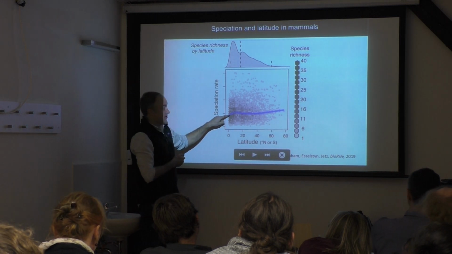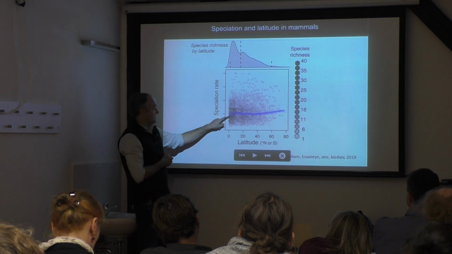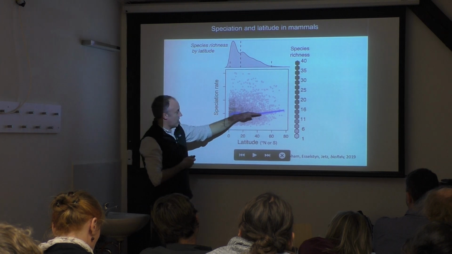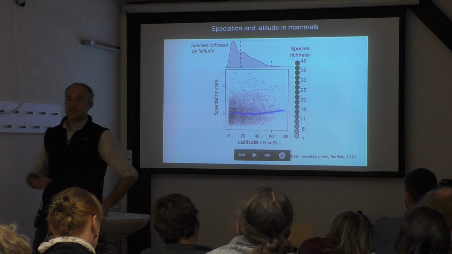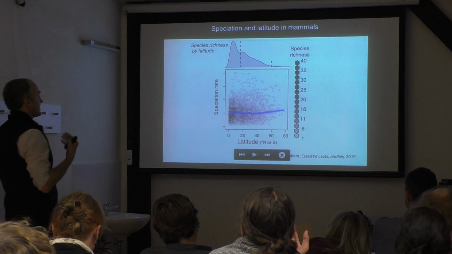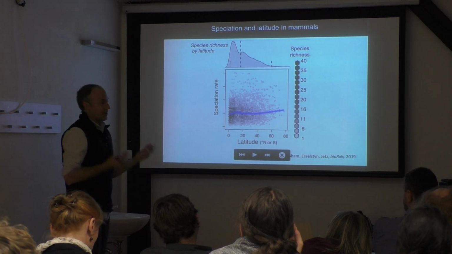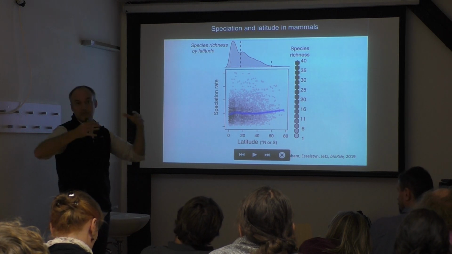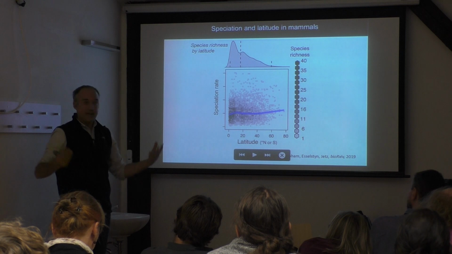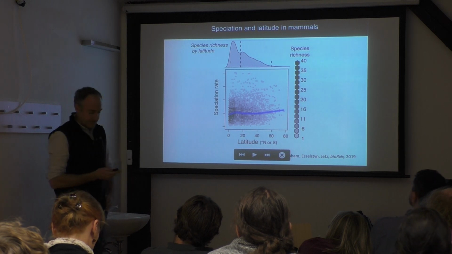However, there's either no pattern in speciation rate, or speciation rates actually show a weak increase as you move away from the equator. So again, these are all consistent with the idea that there's no correlation between species richness and speciation rate in the living biota.